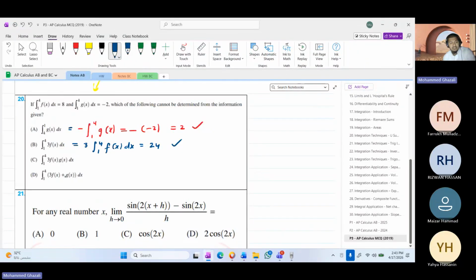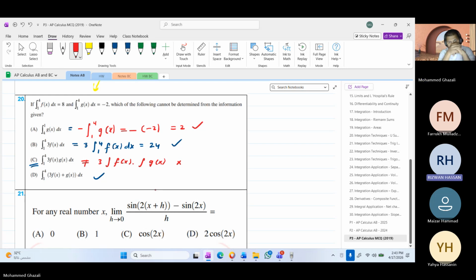From 1 to 4 of 3 times f of x plus g of x. Remember, we can take an integral into a sum, but this cannot be determined. We can't take an integral into a product. You can't say this. This is clearly not equal to 3 integral f of x times integral g of x, right? You can't do this. You can only take a single integral into a sum and a difference. You don't ever take an integral into a product of 2 different types of functions.